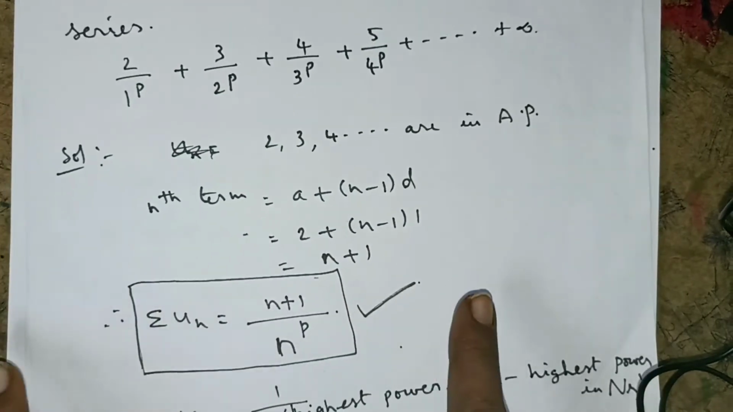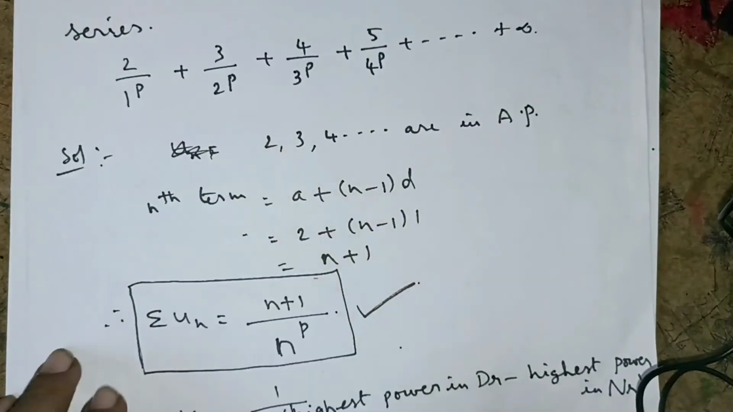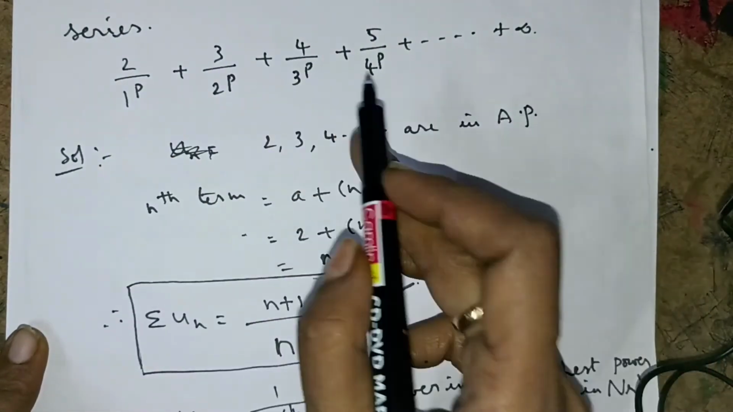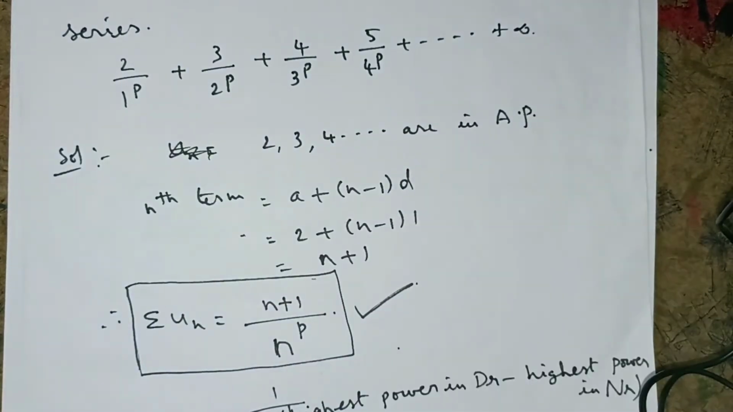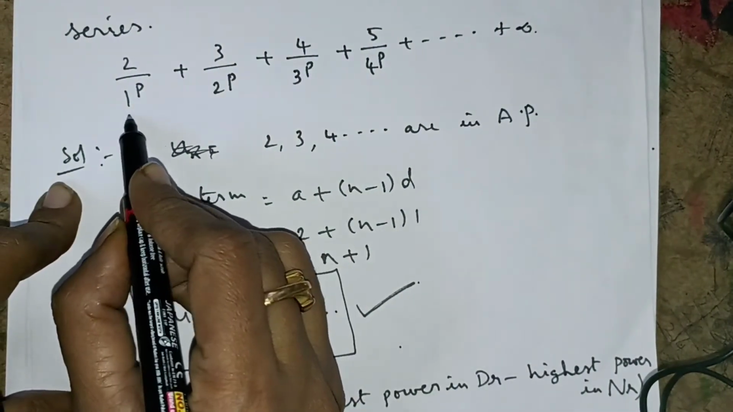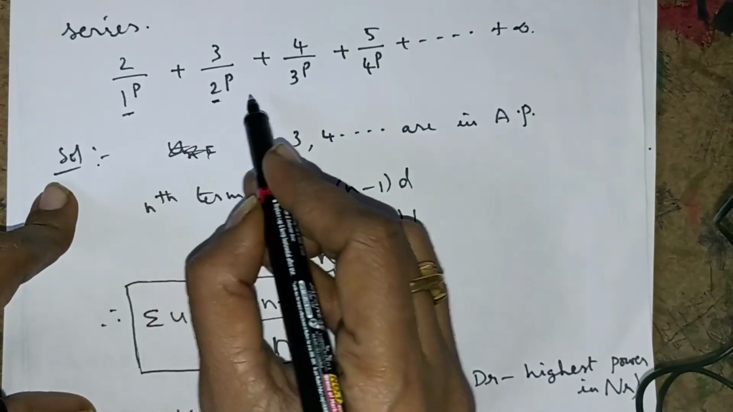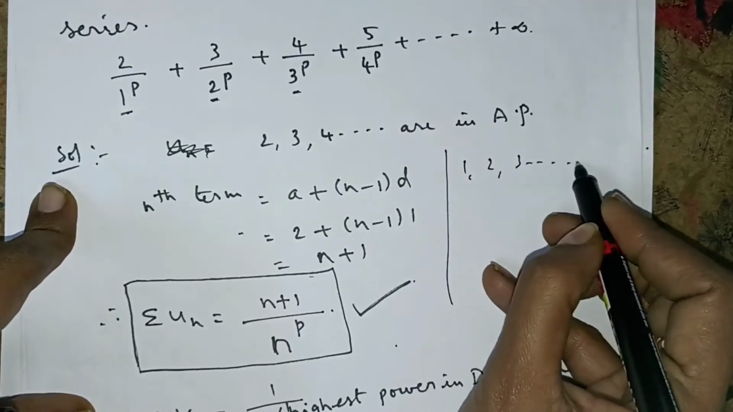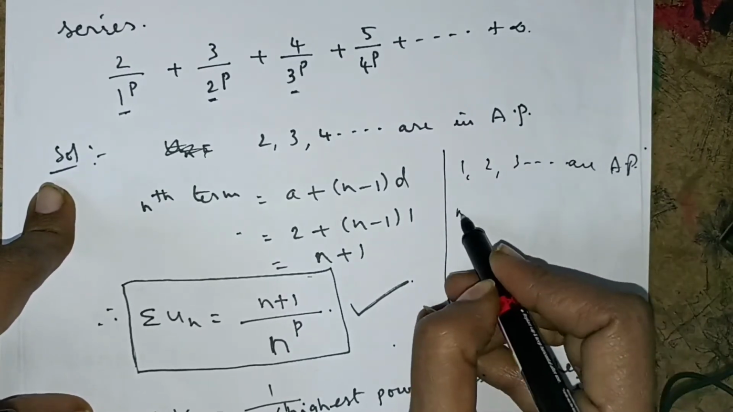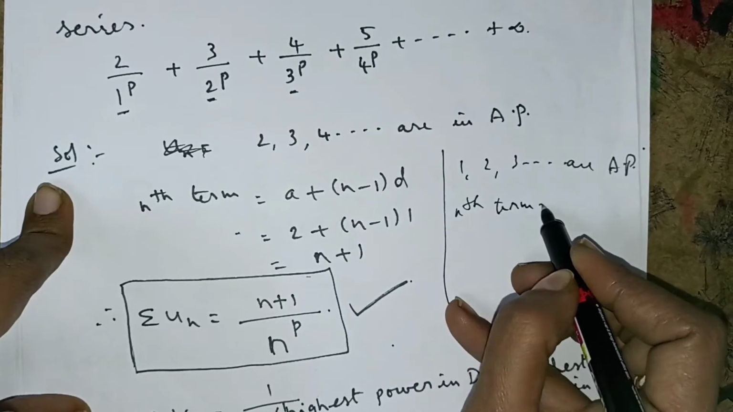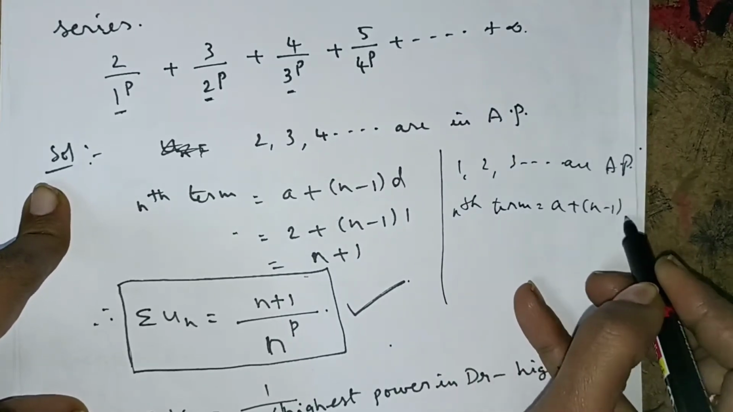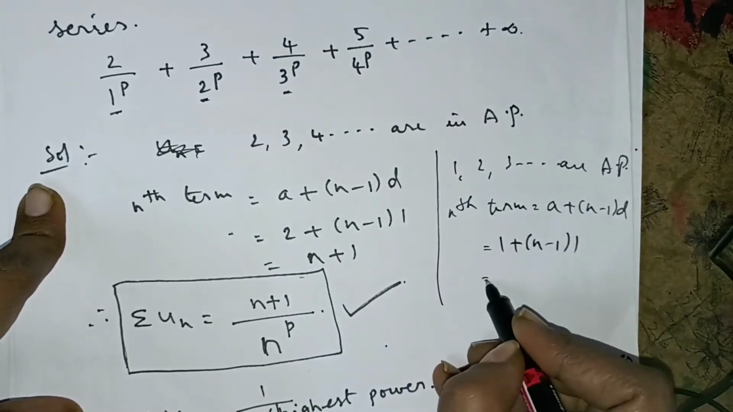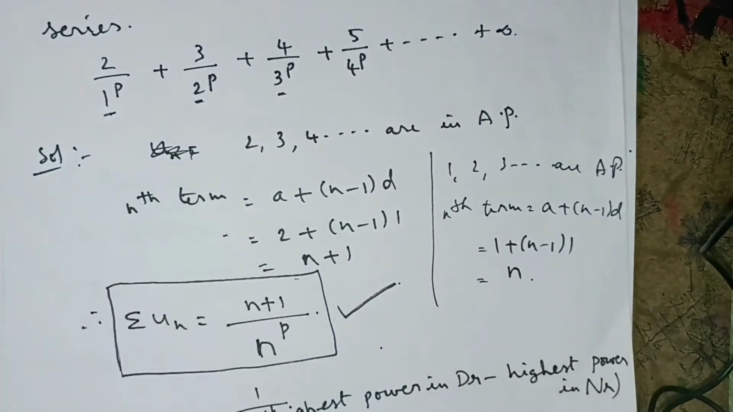And in the denominator we have 1 to the power of p, 2 to the power of p, 3 to the power of p and so on. The power p is p only, do not touch that one. In the denominator the first value is 1, the second value is 2, the third value is 3. You can see 1, 2, 3 are in arithmetical progression. The nth term is a plus (n minus 1) into d, where a is the first term, plus (n minus 1) into difference 1. The 1 and minus 1 get cancelled, and you will get n. Like this you have to find the nth term for the denominator also.